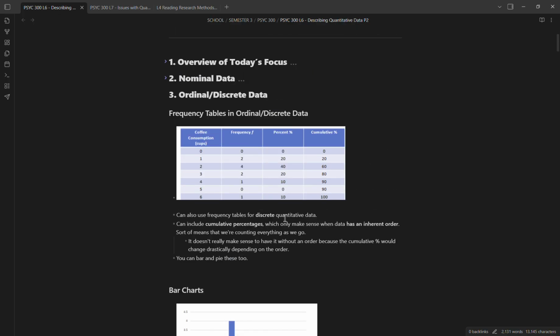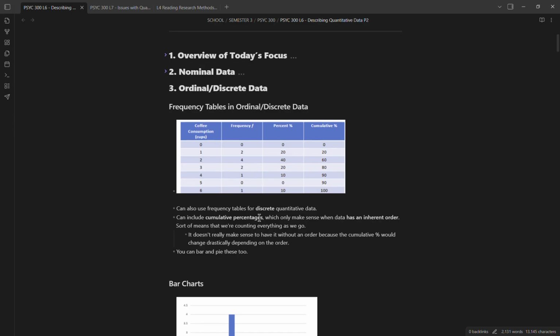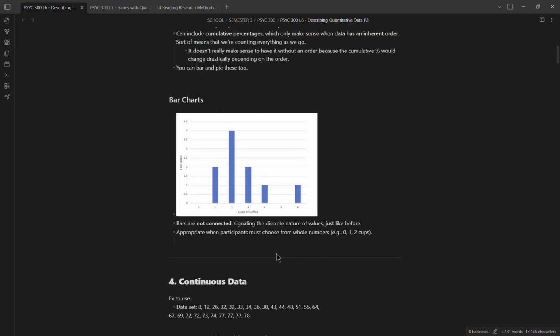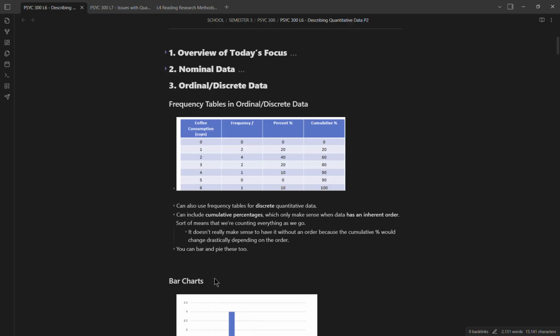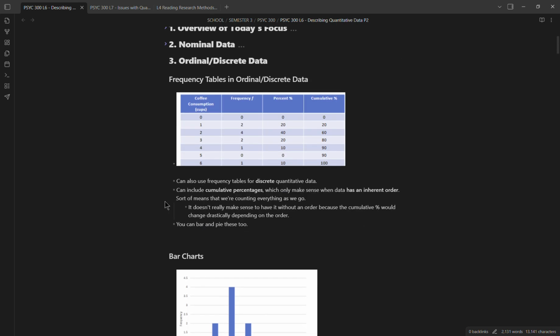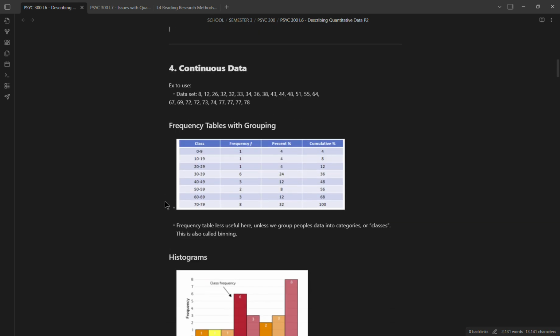So bar charts, I keep saying bar, like a combination of bar and pie. The bar charts for our ordinal or discrete frequency tables, again, they're not connected, signaling the discrete nature of the values, just like before. It's appropriate when participants must choose whole numbers, right? 0 cups, 1 cup, 2 cups, again, just like our nominal data. Again, it's categorical.